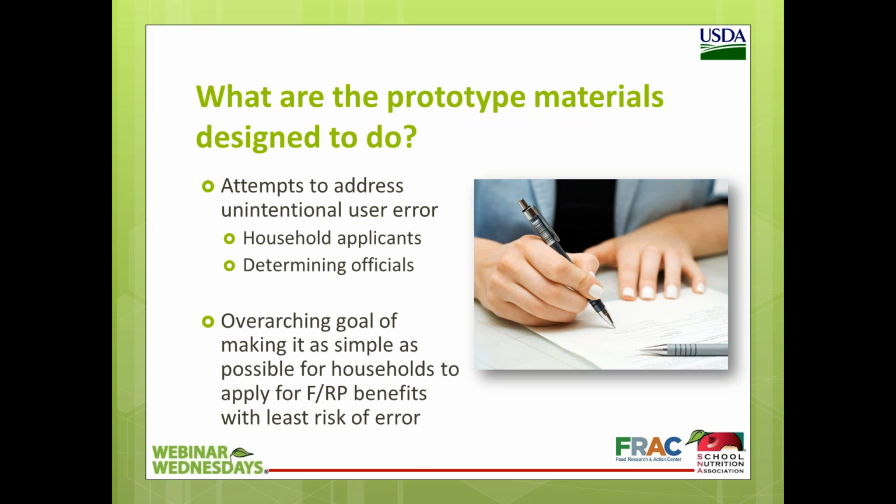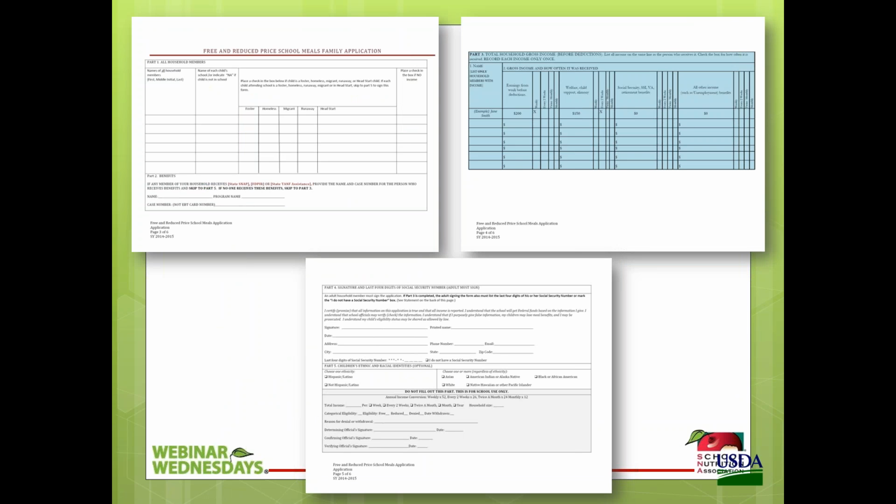So like I said, and just want to reemphasize, these materials are intended to reduce unintentional user error, both on the side of household applicants as well as determining officials. We want our materials to be both accessible and also encourage a high degree of accuracy. And so just to illustrate how much of a difference this redesign made, I want to show you back-to-back slides of our old application prototype, which is displayed on the next slide.